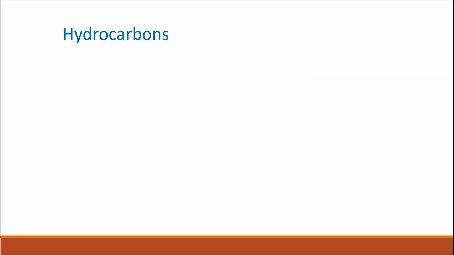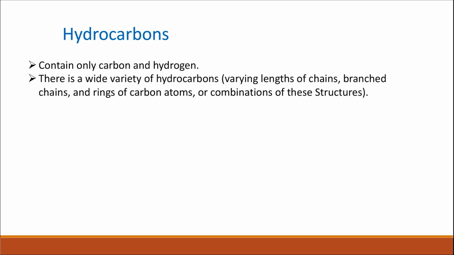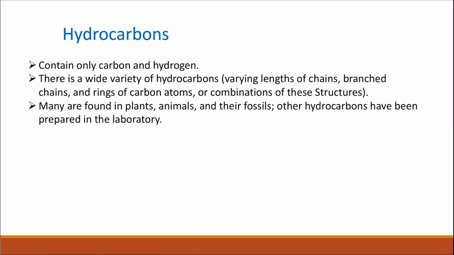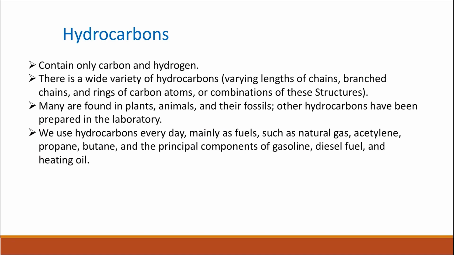The first class of organic molecules is the hydrocarbons. Hydrocarbons contain only carbon and hydrogen, and there is a wide variety of hydrocarbons which vary in length. Some of them are branched, some of them are straight chains, and many are found in plants, animals, and their fossils. The main source of hydrocarbons that we use is fossil fuel, and we also use hydrocarbons to make other synthetic molecules like polymers.